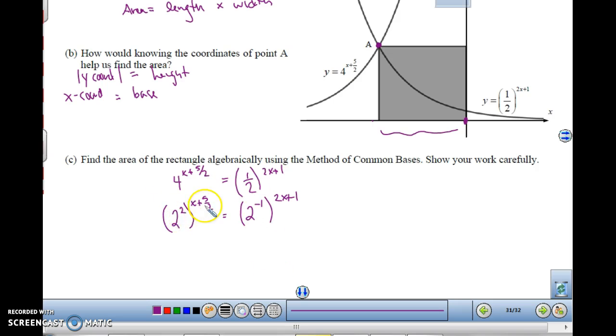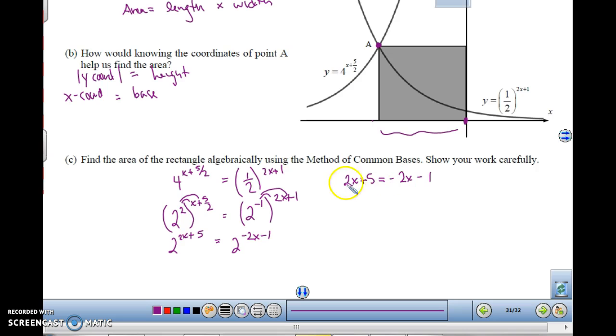Okay, power to a power, multiply the exponents. So that's going to be 2x plus 5/2 times 2 is 5. And then distribute the negative 1. This is going to be 2 to the negative 2x minus 1. So with the same base of 2, I can now set the exponents equal. 2x plus 5 is equal to negative 2x minus 1.